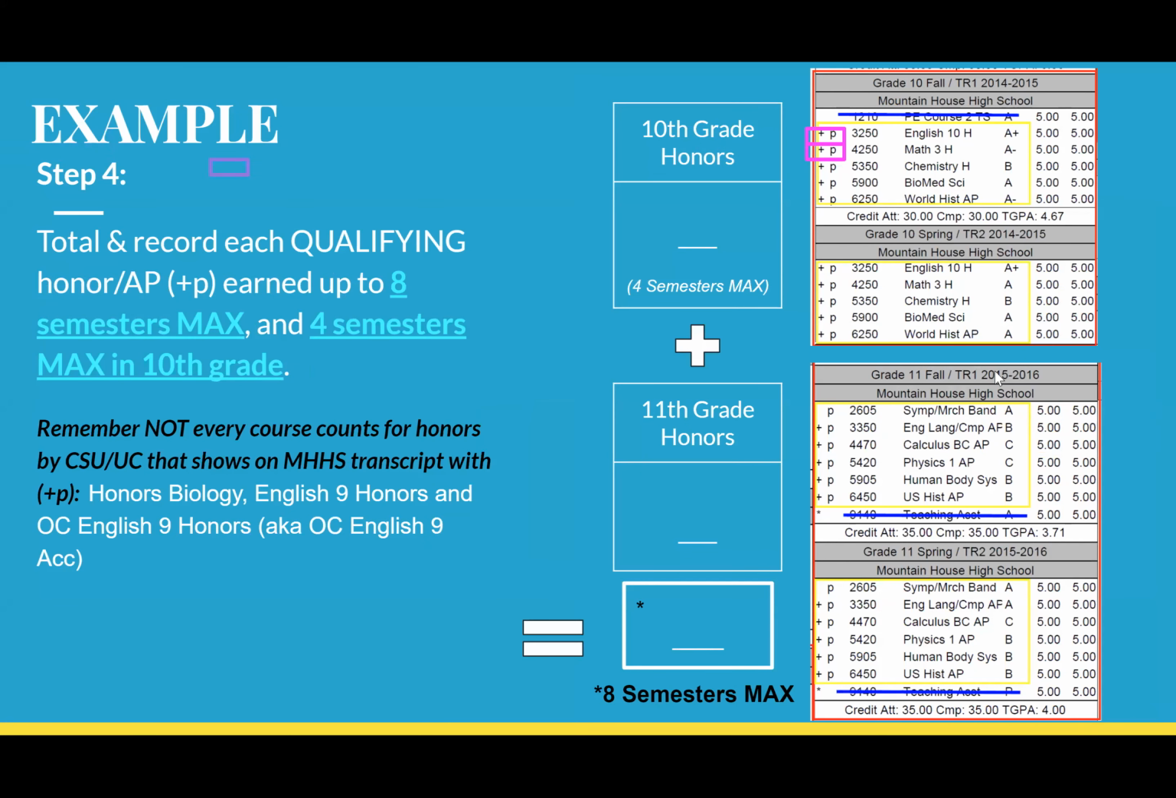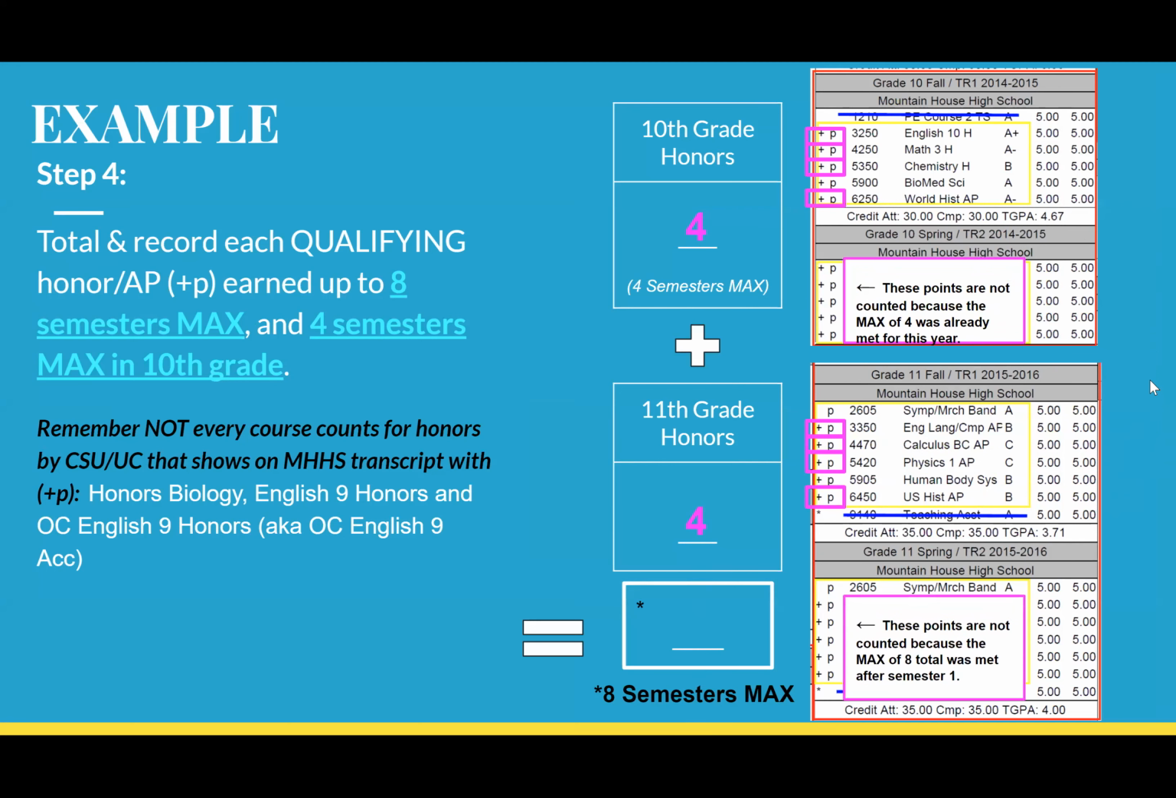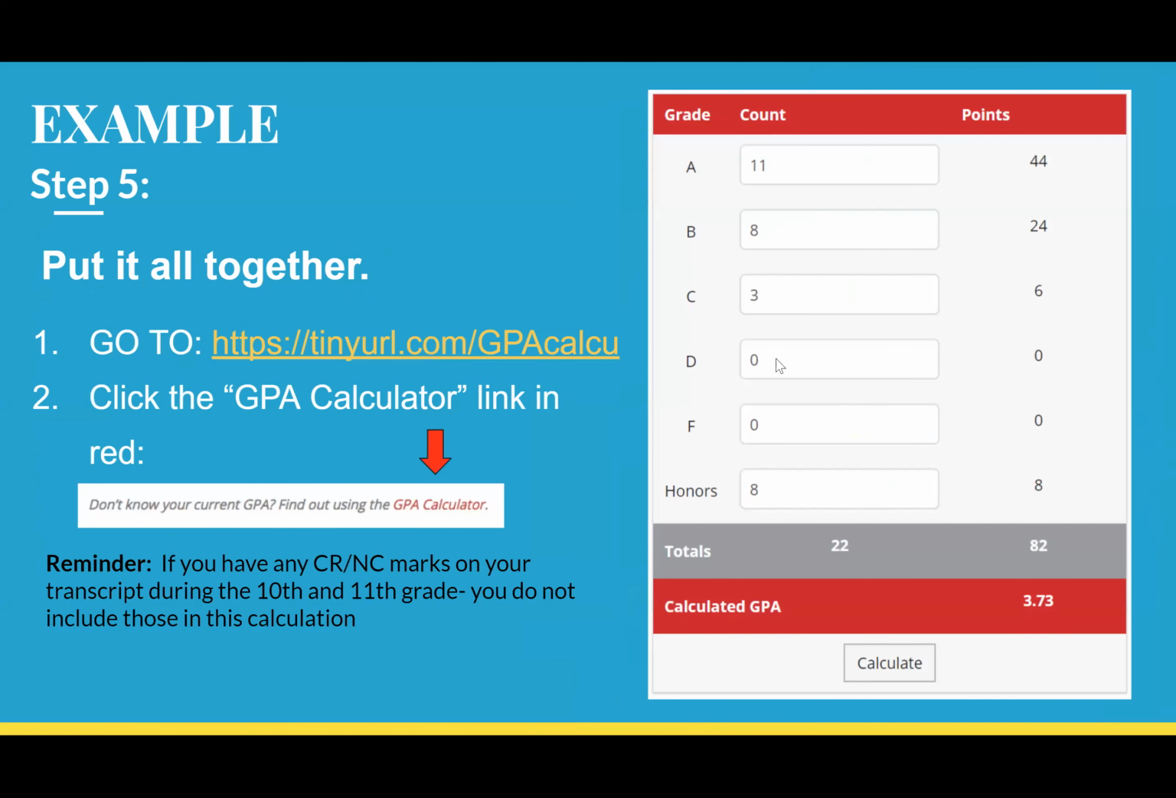Again, even though this student here has 8 semesters of honors points for their fall sophomore year, we're only considering 4 because that's what we are allowed from the 10th grade. And again, the same thing for junior year. Okay. So even though we have 16, we're only going to count 8 of them. And once we put everything in, we get a cumulative GPA here.